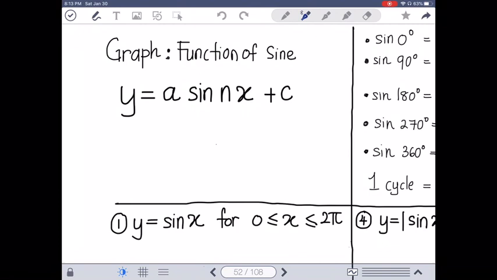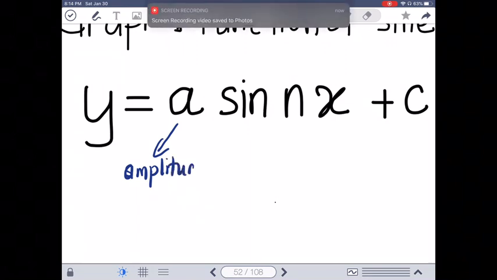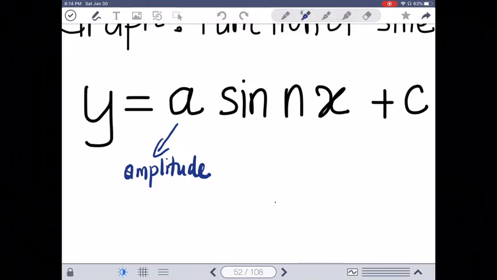Now we are going to have a look at the graph of the sine function. Okay, generally the graph of the sine function is just y equals a sine nx plus c. Okay, or you can put plus b or plus c. Doesn't really matter, but a here is the amplitude, which means how high or how low the graph is. And n is used to determine the period of the graph.